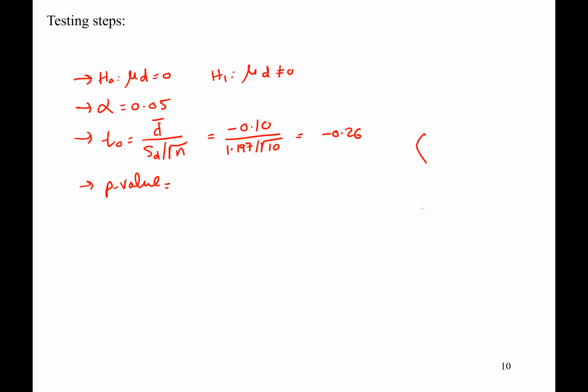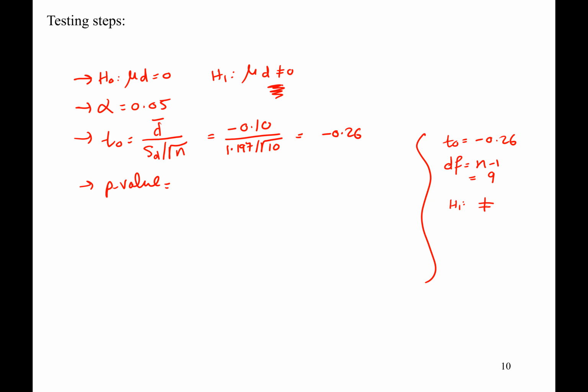The applet will ask me 3 pieces of information. It will ask me, what is your T0? It is negative 0.26. What is your degree of freedom? My degree of freedom is n minus 1. It is 10 minus 1, 9. What is the alternative hypothesis sign? My alternative hypothesis sign is doesn't equal.